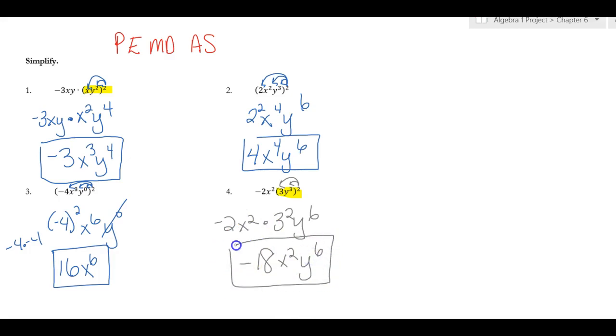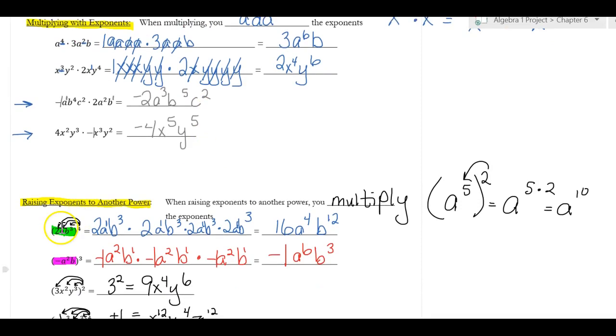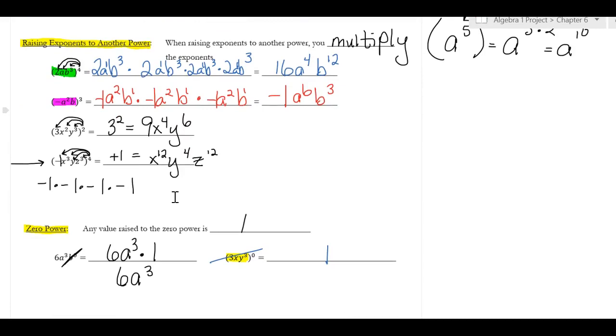And that's it. So for the first part of this lesson, you have to remember that when you are multiplying things, you add the exponents. But when you have power to a power, you multiply the exponents. And then the last little thing is if you have a 0 power, that means it's not there. So it's gone, or it's the number 1. All right.